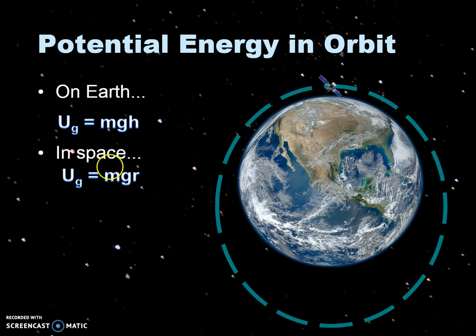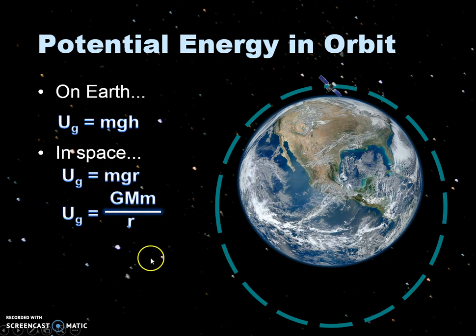Now we've found out that g, the acceleration due to gravity and the strength of the gravitational field, is actually equal to big G, the universal gravitational constant, times capital M, the mass of the planet, divided by r squared. Multiply by r, one of the masses cancels out, and we have gravitational potential energy in space, GMm over r.